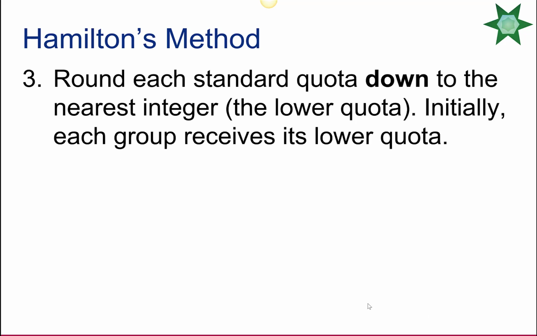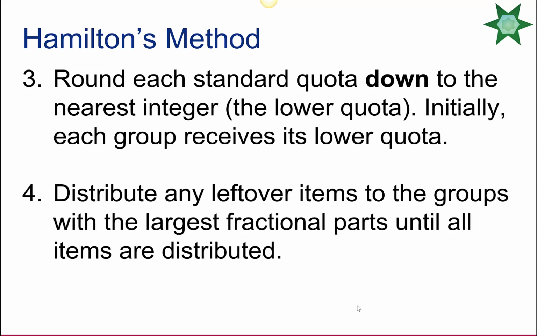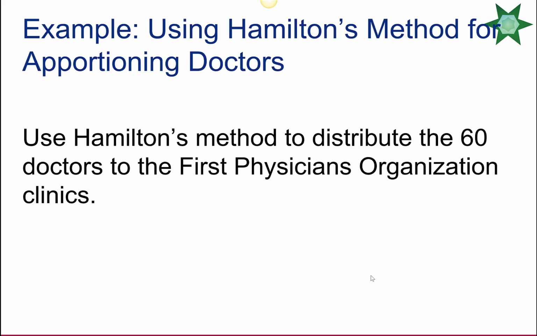Round down to the nearest integer, that is, find a lower quota. Initially, each group receives its lower quota. Add up those numbers and see if you've allocated all the items. If there's anything left over to be allocated, it goes to the groups with the largest fractional parts until all the items are distributed. So we're going to go back to the First Physicians Organization and distribute 60 doctors to the clinics.